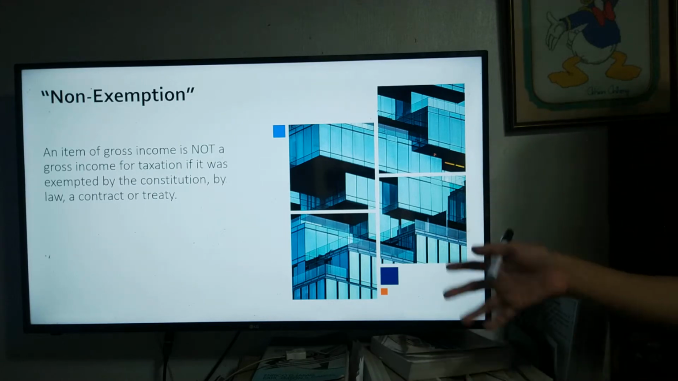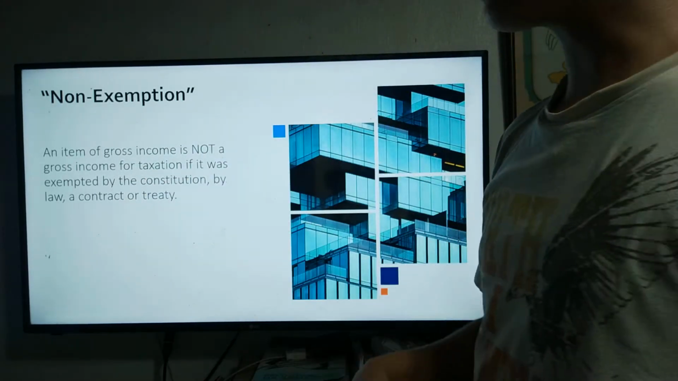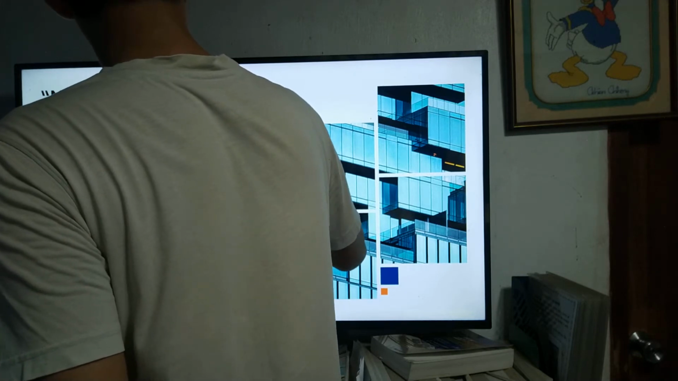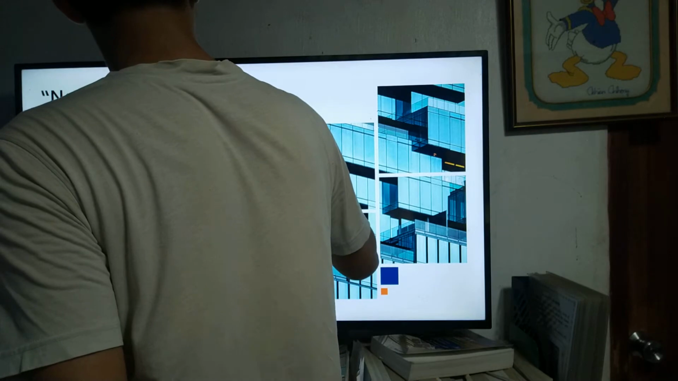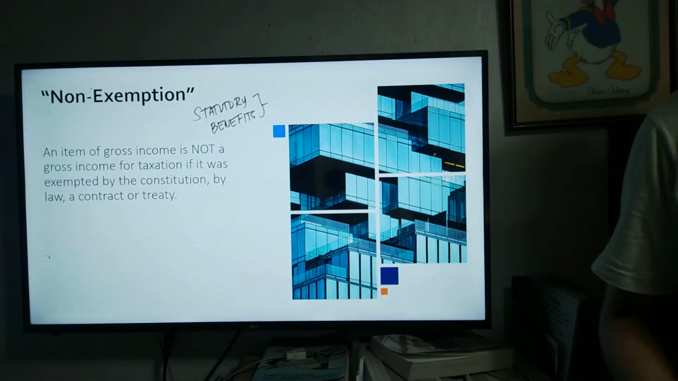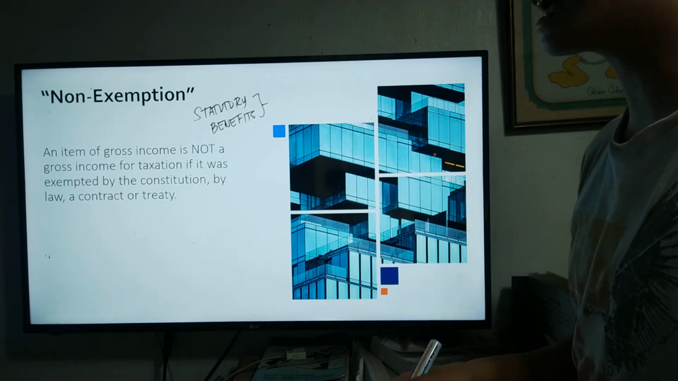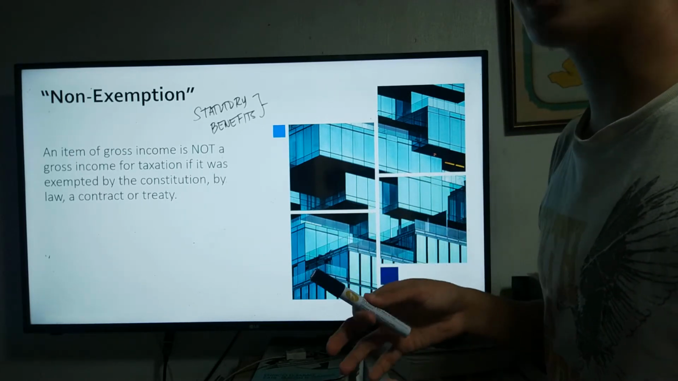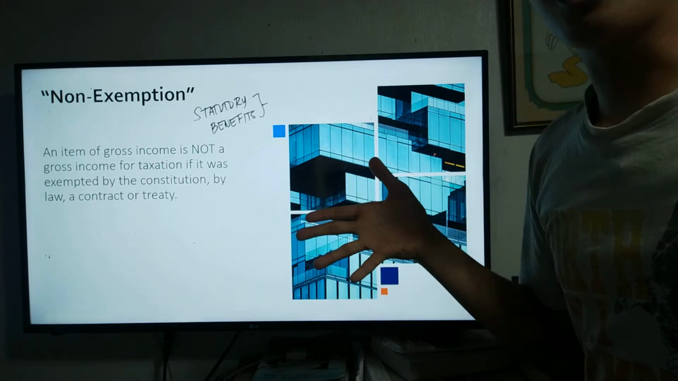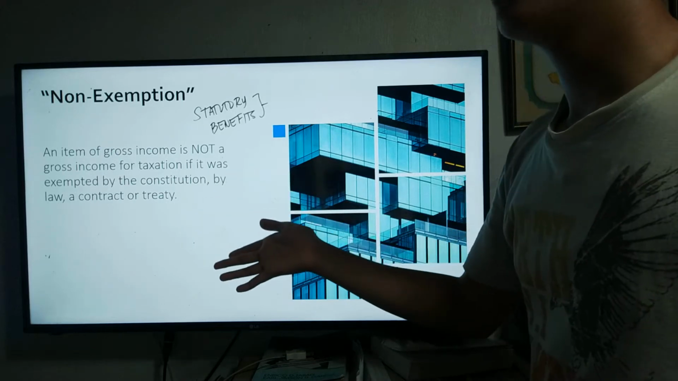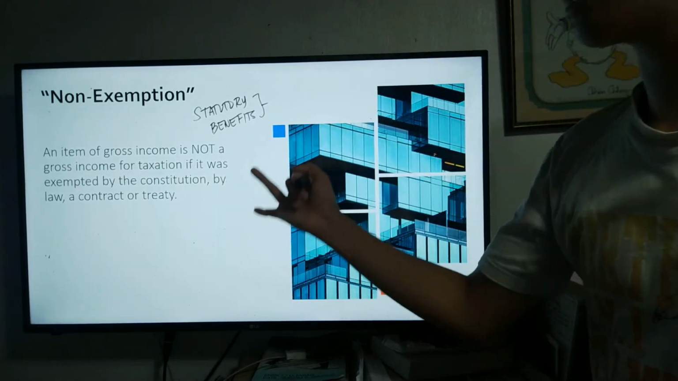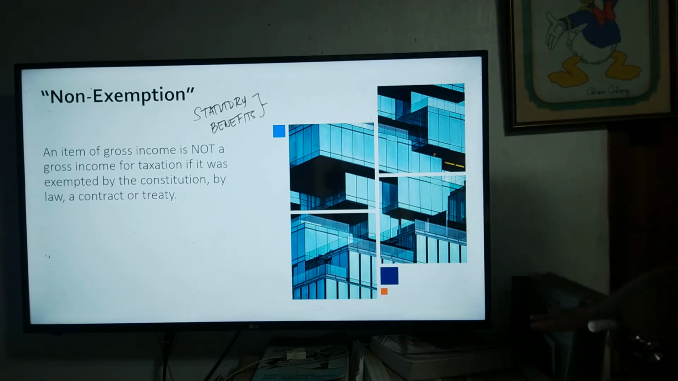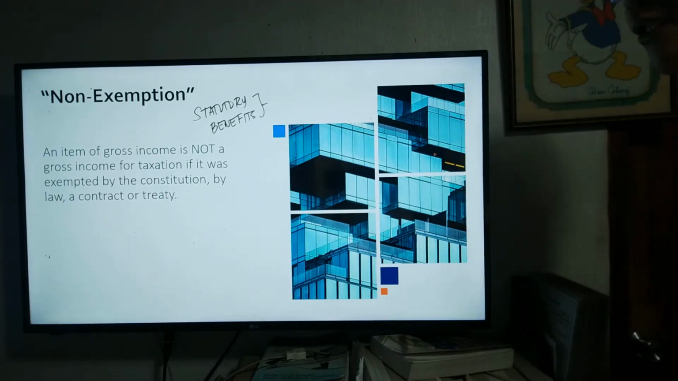Pero just for an overview, example nito would be statutory deductions, statutory benefits. Nakasaad ho sa batas na ang mga employee contributions or yung mga deductions na ginagawa sa sweldo ng isang individual, non-taxable ho siya because they are deductible. Ano ba yung mga example? SSS, GSIS, Pag-ibig, PhilHealth, lahat ho 'yon. Example ng statutory benefits in which case they are not taxable.